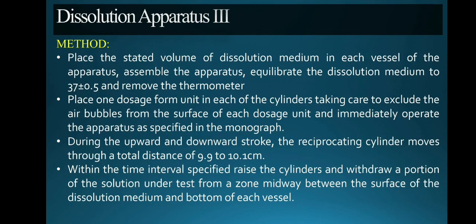Now its working procedure. So first we have to place one dosage form in each cylinder at the surface and we have to immediately start the apparatus. During the upward and the downward stroke, the reciprocating cylinder will move to some distance. Within the time interval specified, raise the cylinders and withdraw a portion of the solution under the test from a zone midway between the surface of a dissolution medium and the bottom of the vessel.